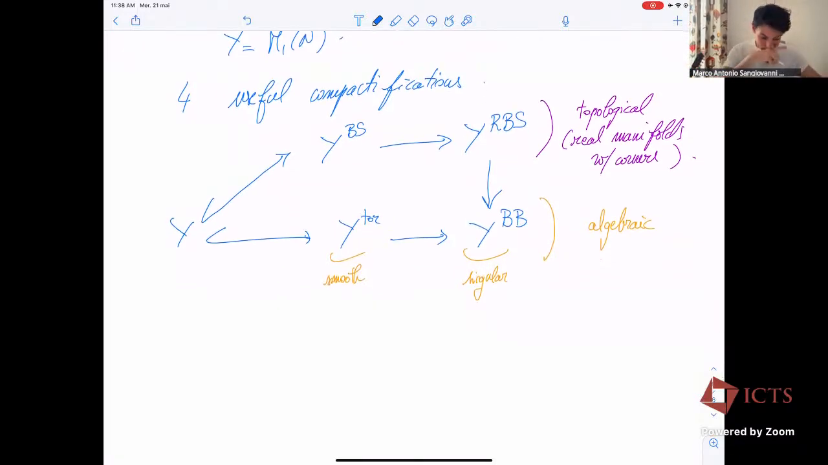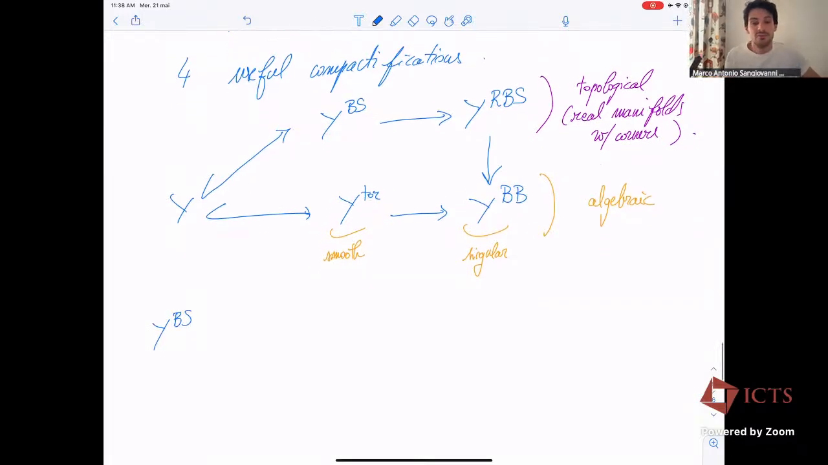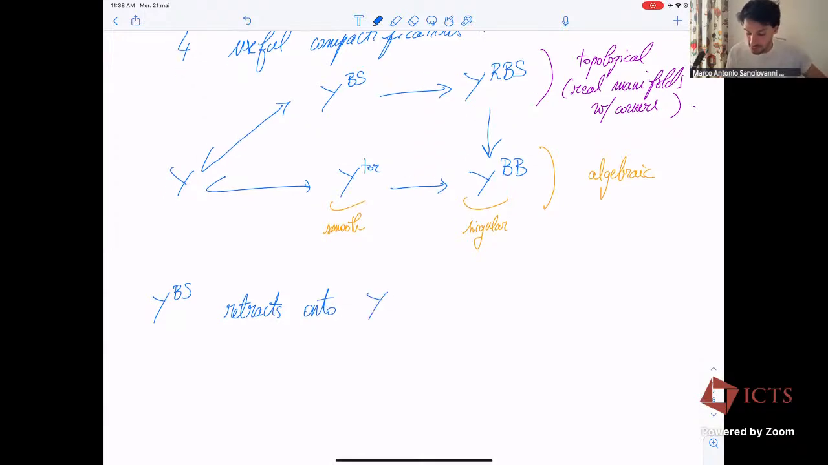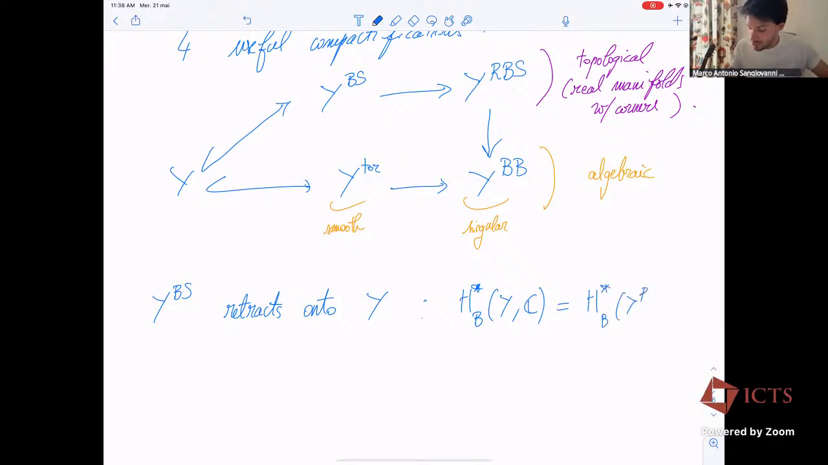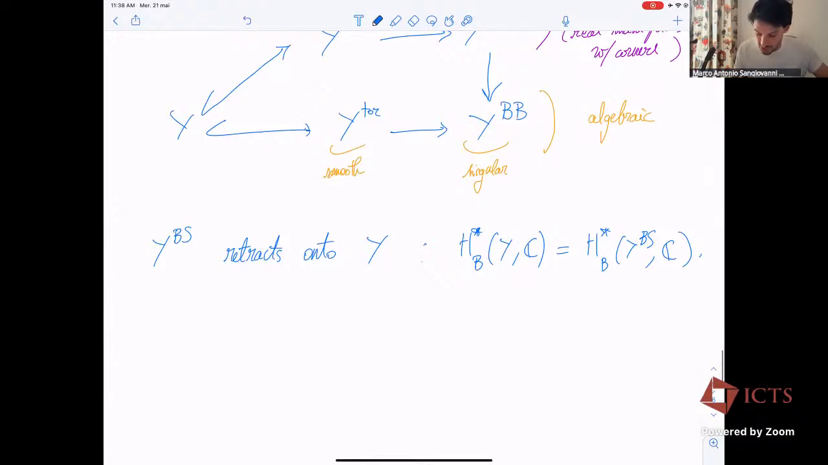So the key role in this talk is that the key property is that YBS, the Borel-Serre compactification of Y, retracts onto Y. So the Betti homology of Y, say with coefficients in C, is the same thing as the Betti homology of YBS. So this allows one to see the contribution of the boundary to the homology.